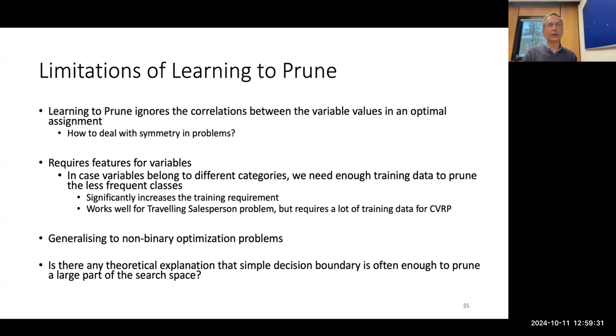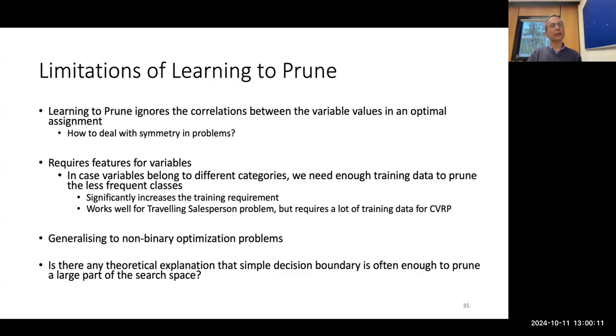Now, of course, this is not a one-size-fits-all for all the combinatorial optimization problems. There are some limitations. In particular, this framework ignores the correlation between the variable values in an optimal assignment, and there are issues in how we deal with the symmetry in problems. We also need features for the variables. And in case variables belong to different categories, sometimes this can get tricky. There are also issues in generalizing to non-binary optimization problems.